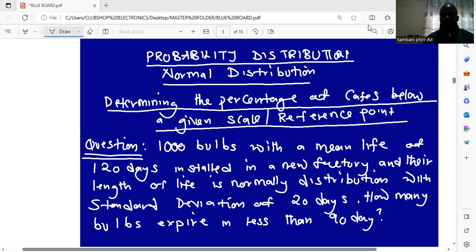This is another video on probability distribution and in particular normal distribution. Under normal distribution, we want to see how we can determine the percentage of cases below a given scale or a reference point, that is, less than a given number, less than a given reference point.